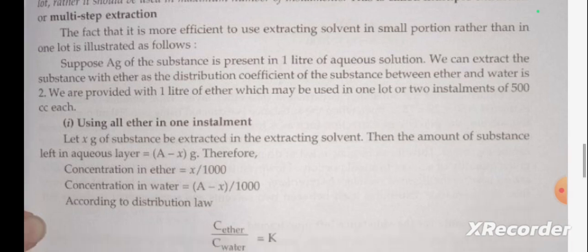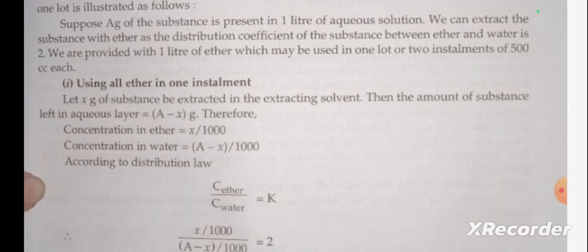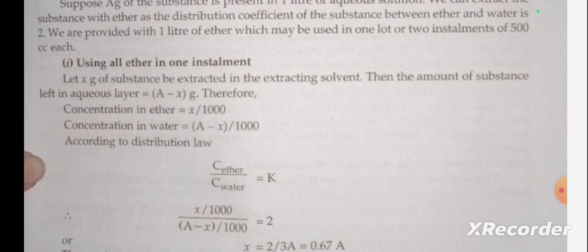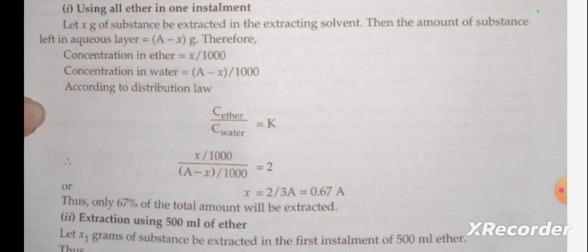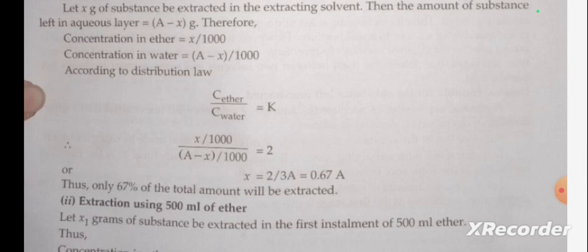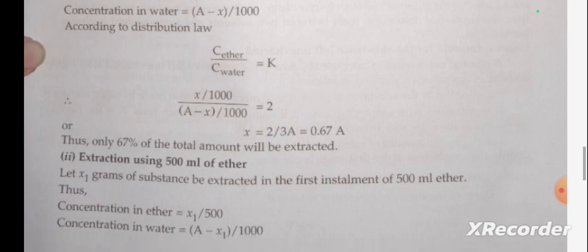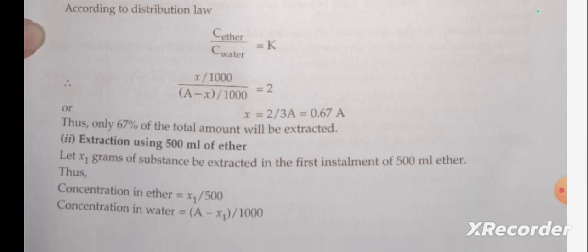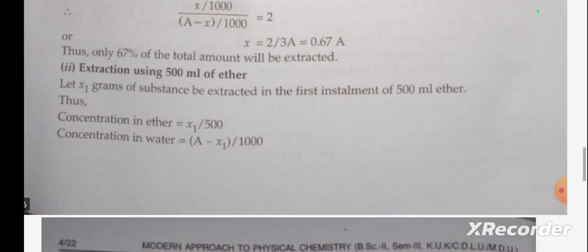Suppose A grams of the substance are present in 1 liter of aqueous solution. We extract the substance with ether, where the distribution coefficient of the substance between ether and water is 2, and we are provided with 1 liter of ether, which may be used in one lot or in 2 installments of 500 cc each. Using all the ether in one installment, let x grams of substance be extracted into the extracting solvent, so the amount of substance left in the aqueous layer is A minus x. Concentration in ether is x by 1000. Concentration in water is (A minus x) by 1000. According to the distribution law, C ether by C water, x by 1000 divided by (A minus x) by 1000 is equal to 2. x is equal to 2 by 3 A, 0.67 A. Thus, only 67% of the total amount will be extracted.